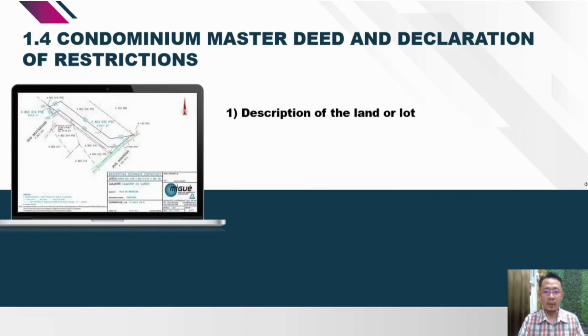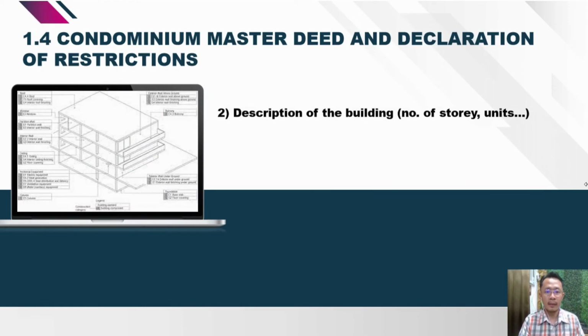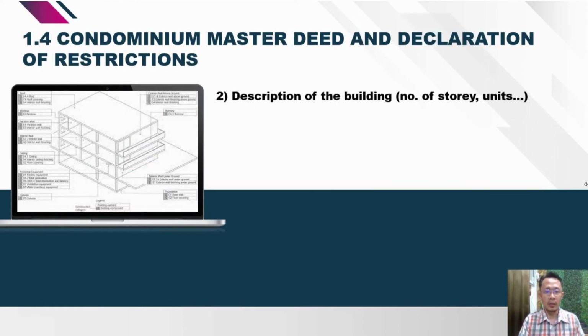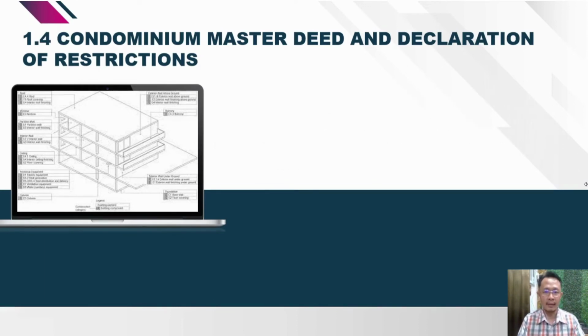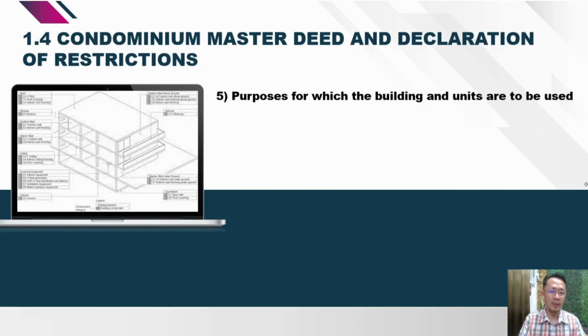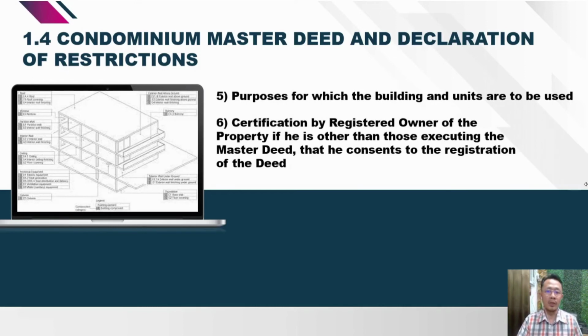So, number one is a description of the land or lot, the description of the building, the common areas and facilities, description of the interest acquired by the unit owners in the common areas and land, and the purpose for which the building and the units are to be used, and also the certification by the registered owner of the property, if he or she is other than those executing the master deed, that he consents to the registration of the deed.